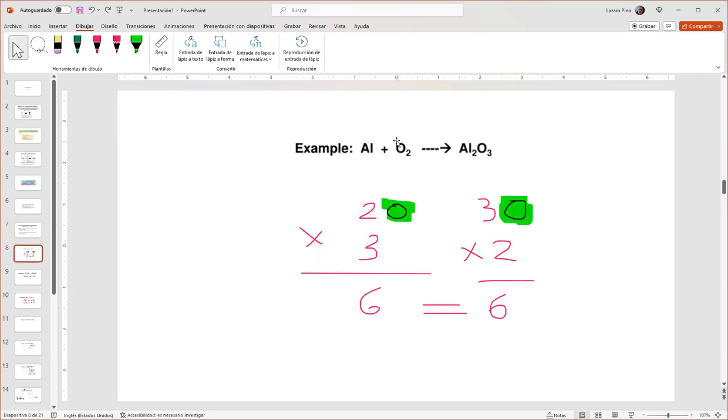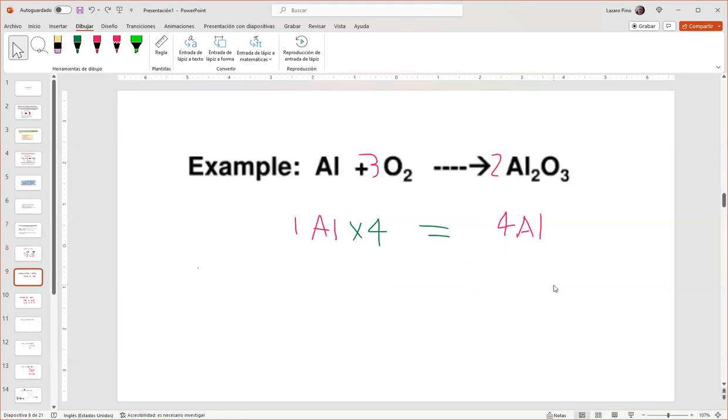Let's begin with oxygen. You have two oxygen here and three here. In this case, the best that you can do is multiply by 3 the 2 and by 2 the 3, so you get 6 oxygen and 6 oxygen. Now oxygen is balanced, but you have only one aluminum here and 4 here. Then you have to multiply this side by 4, and then you get 4 and 4 aluminum. So you will have a 4 here in the front.